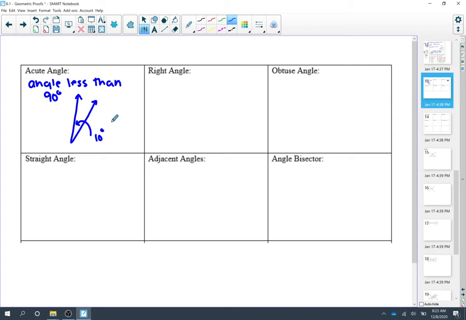That's an acute angle. A right angle is exactly 90 degrees. So think about the corner of a piece of paper. You should be able to stick that corner right in that box. And the way we mark a 90-degree angle is with the box. So if you see that, I'm telling you it's 90 degrees.